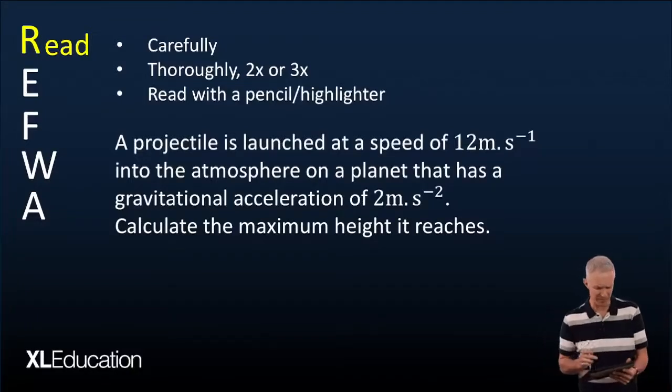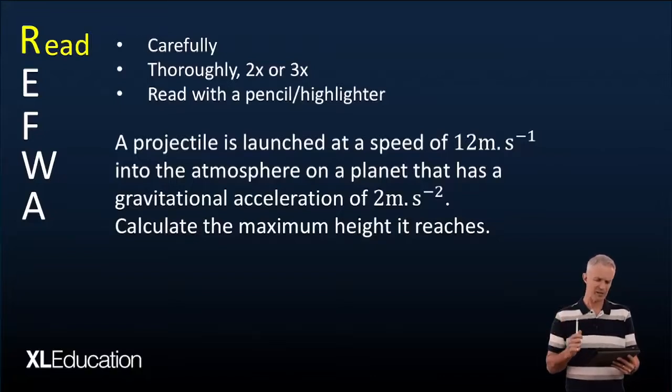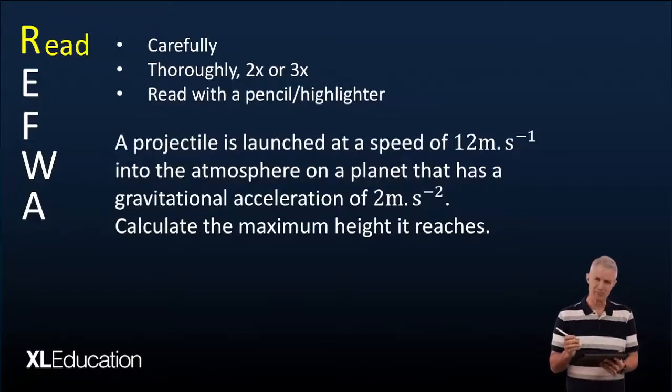Let's have a look at an example here. A projectile is launched at a speed of 12 meters per second into the atmosphere on a planet that has a gravitational acceleration of 2 meters per second squared. You're starting to imagine this in your mind, yeah? Calculate the maximum height it reaches. I've read it once. Kind of got a picture. I'm seeing Matt Damon on Mars throwing a potato.